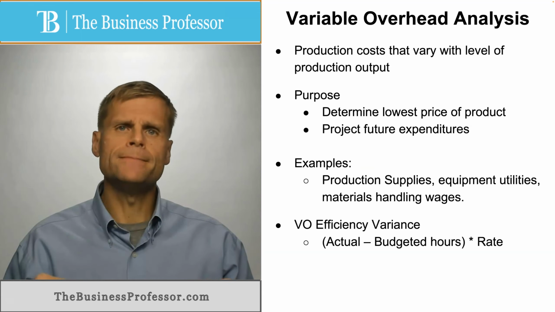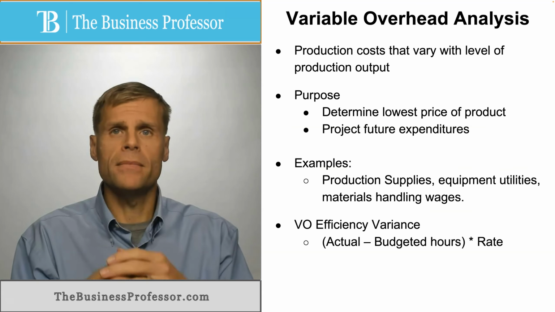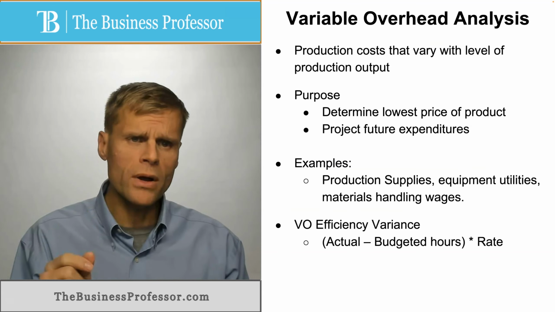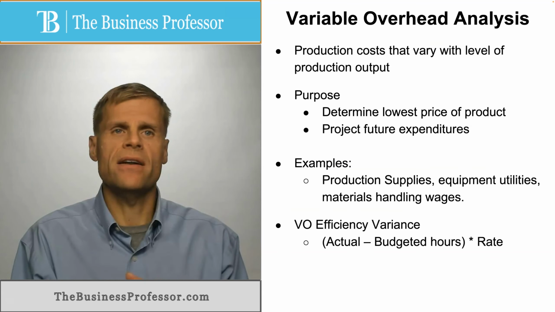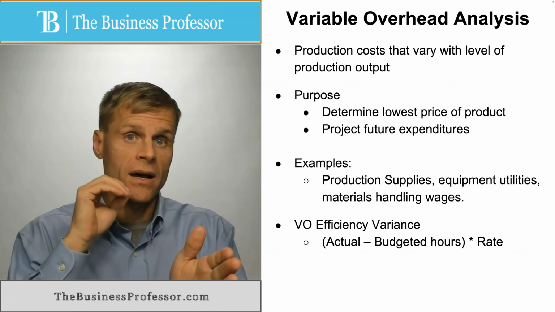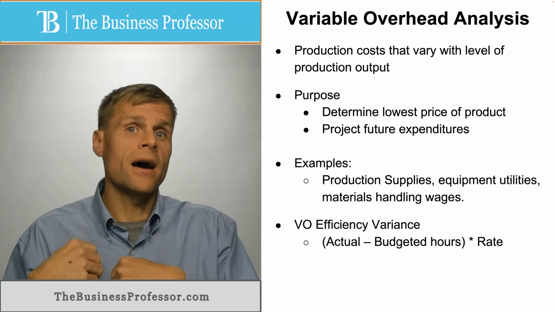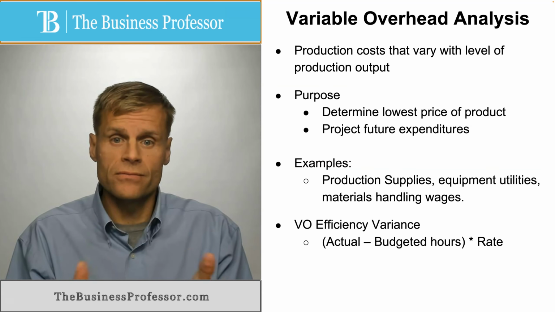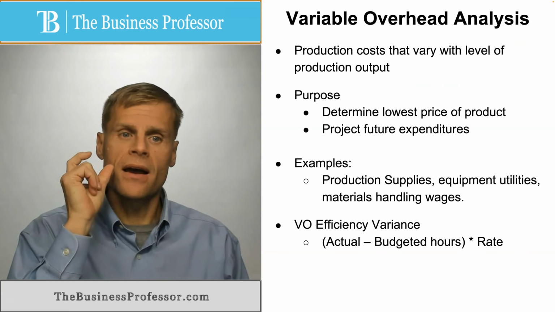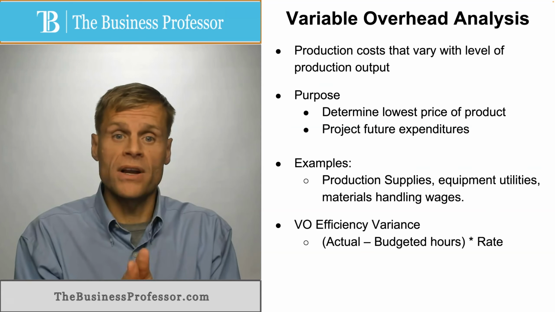So what are some metrics that apply to variable overhead analysis? Well, one is the efficiency variance. And what this is, is the actual hours required, once again, to produce a product, the actual hours of overhead versus the budgeted hours. And then you'd multiply this by a standard overhead rate to see what the efficiency variance is for that type of overhead that you've identified.